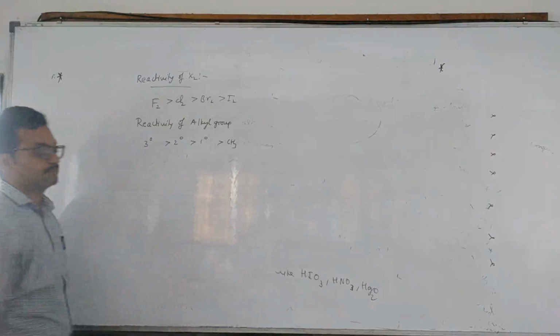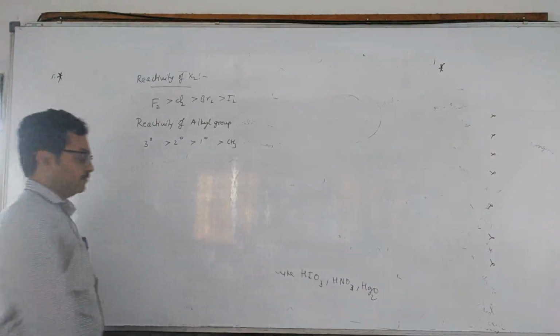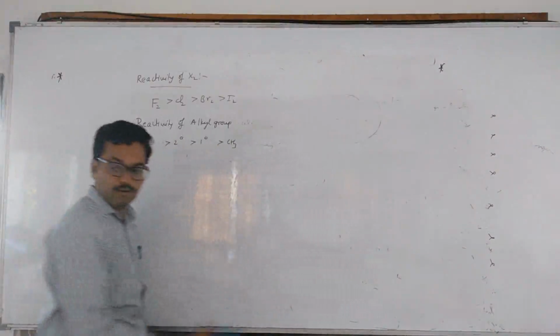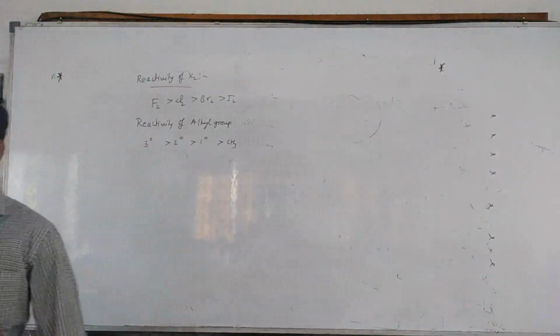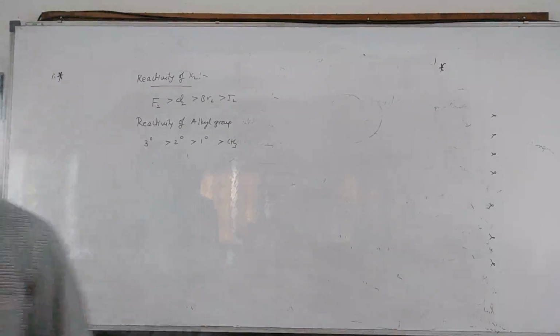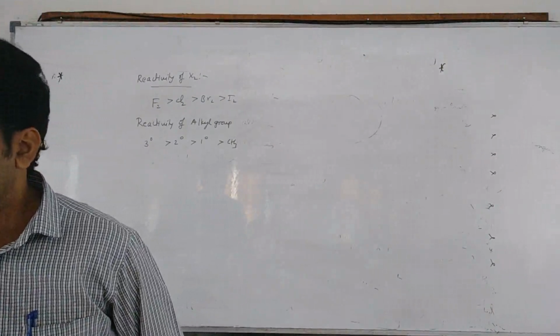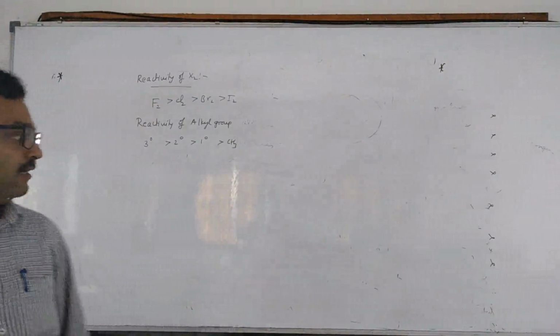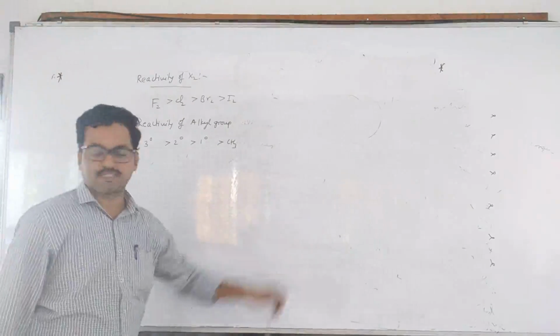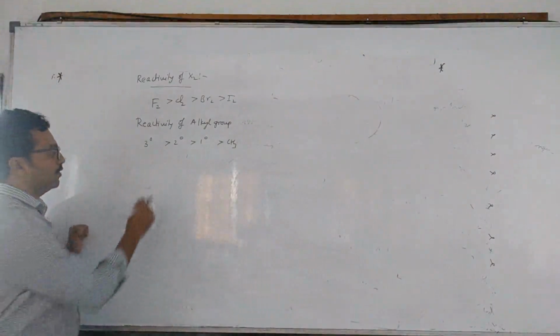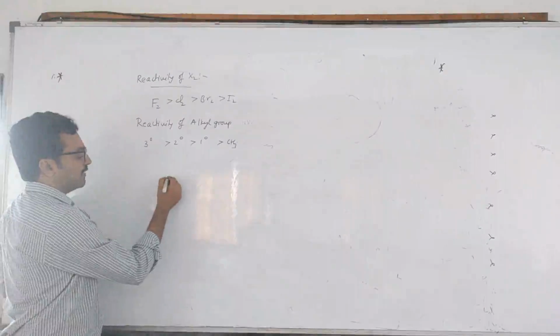Understood? Iodination we cannot do. Then how can you do an iodination process? In the presence of a strong oxidizing agent. Okay? So why is iodination reversible? That we will see, children.